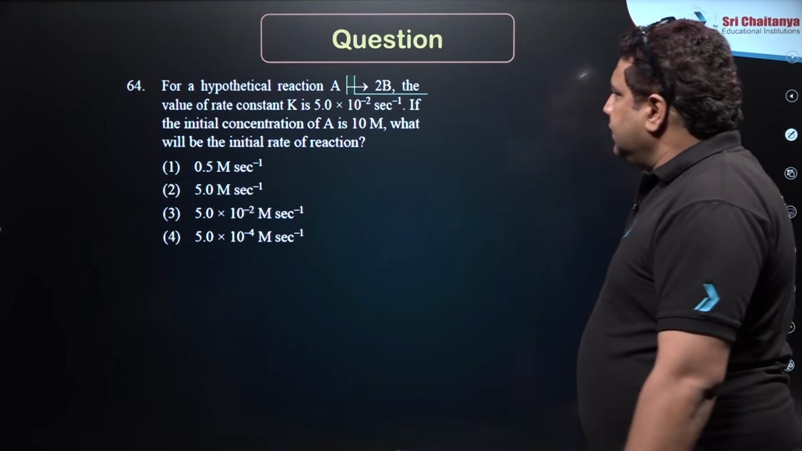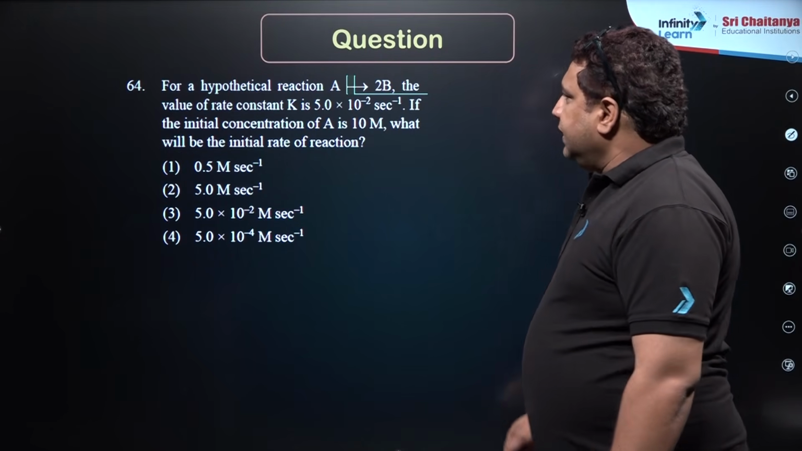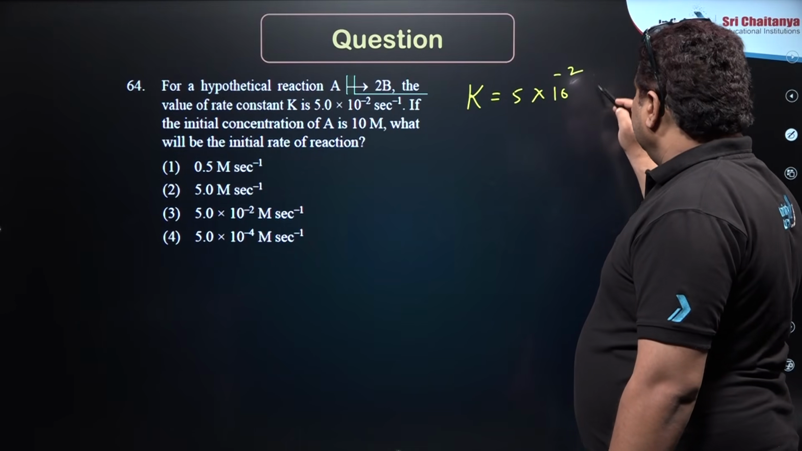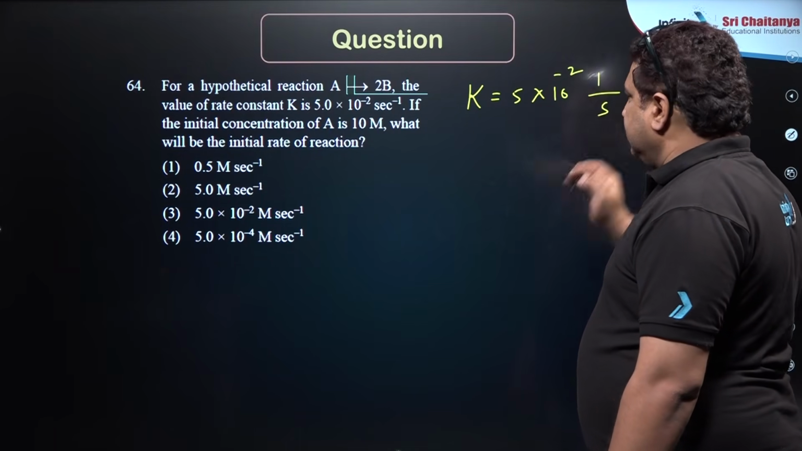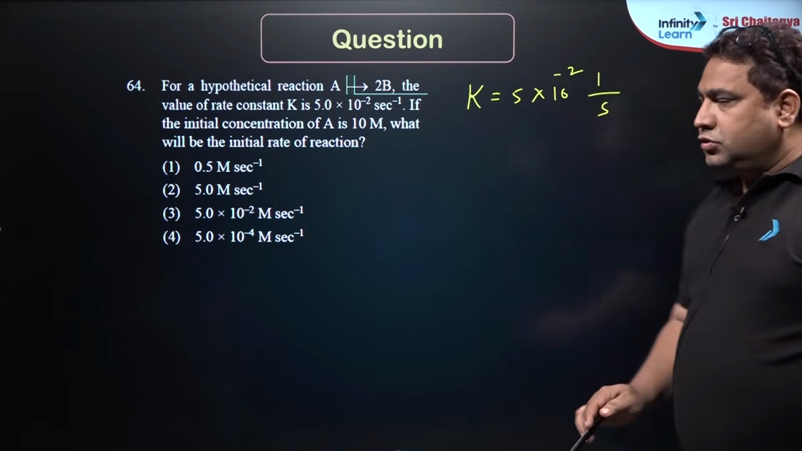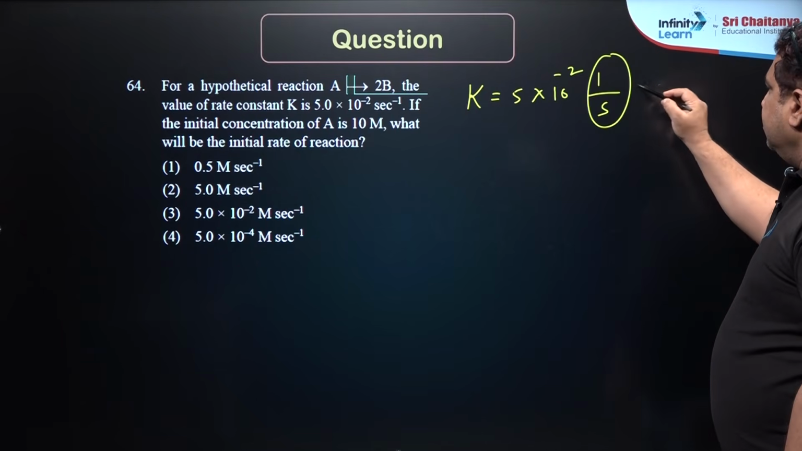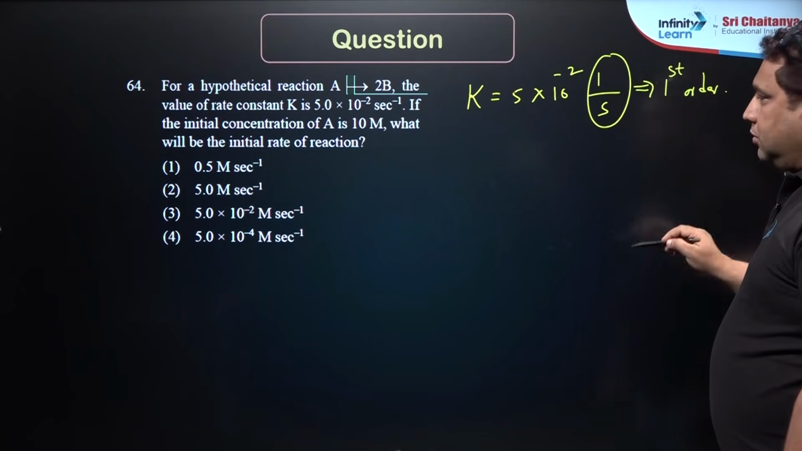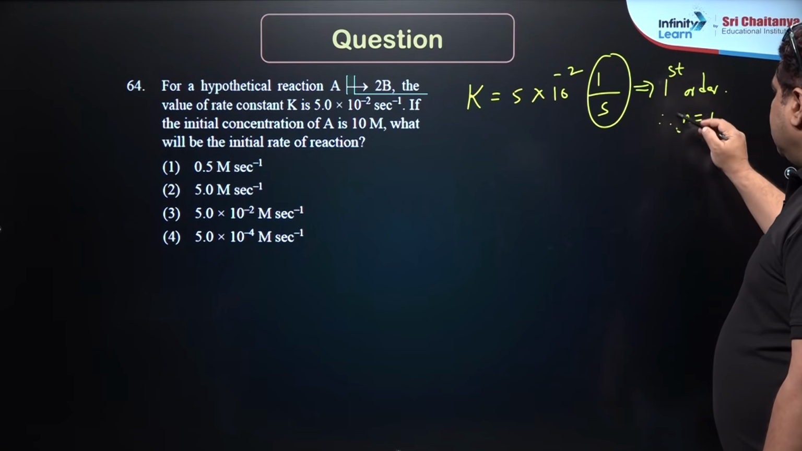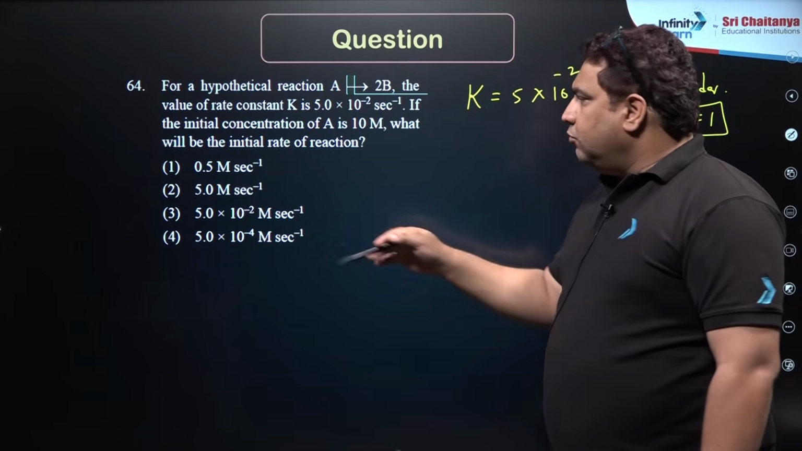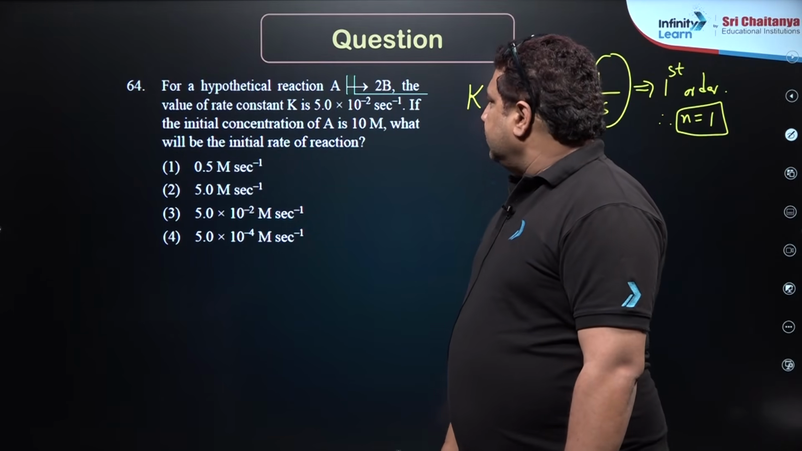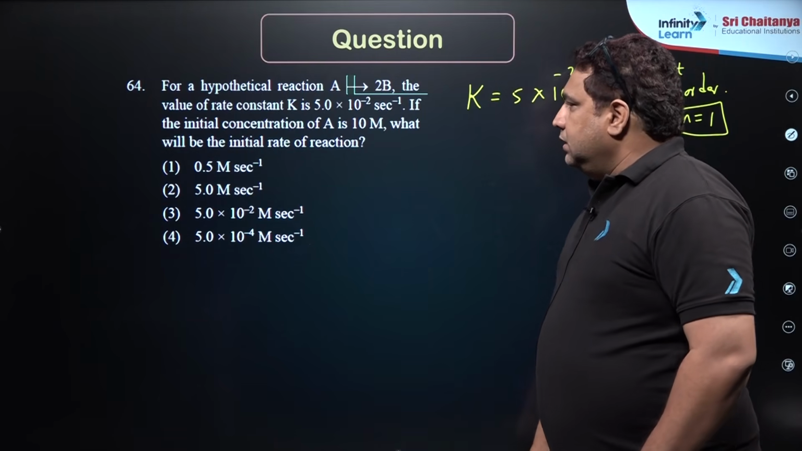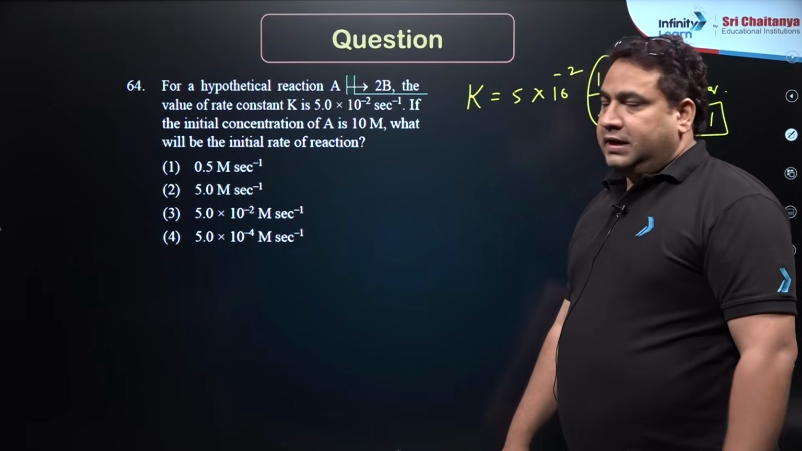For a hypothetical reaction A to B, the value of rate constant K is equal to 5 into 10 to the power of minus 2 seconds inverse. So, if you are a good student, it is very clear that from these units you can see it is first order reaction. From units only order is coming out. That means order n is equal to 1. But let us see what is asked. The value of rate constant. If the initial concentration is 10 molar, what is the initial rate of the reaction?